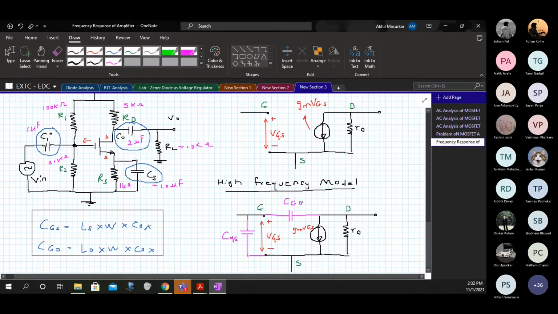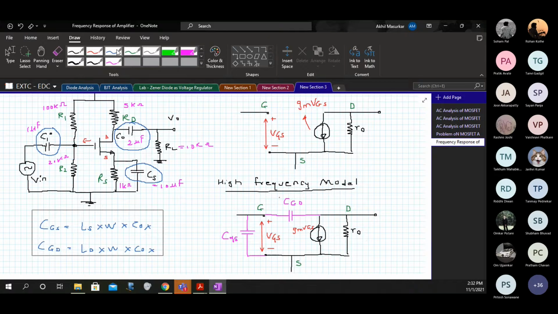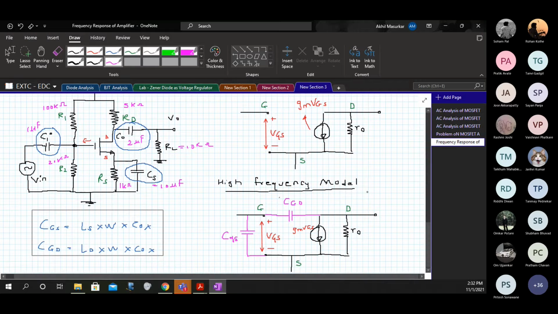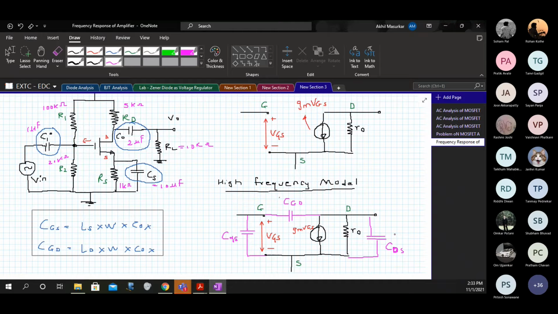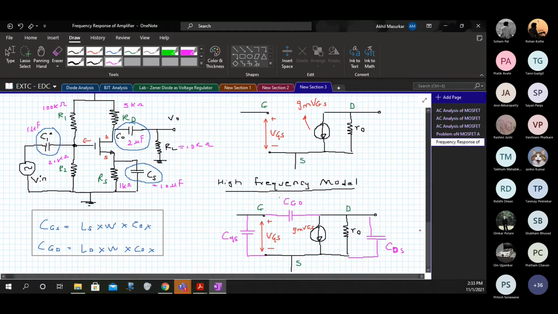Now if you look at this CGD, we can also have another inter-electrode capacitance. Just for the sake of showing, we can show that between drain and source, CDS, but the value of this capacitance is very small, and that's the reason why the impedance offered by this capacitance is going to be very large, and most of the times it's okay if you don't show that.